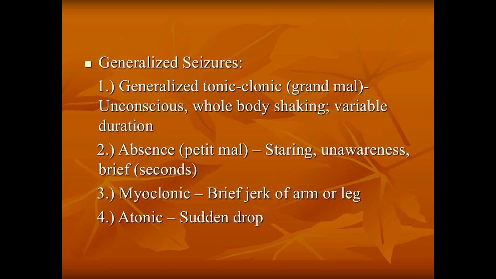Atonic seizures are characterized by a sudden abrupt loss of tone. These seizures are associated with a lot of injuries because the loss of tone causes the patient to fall to the ground. These are the types of patients that usually require helmets if they're having frequent atonic seizures.